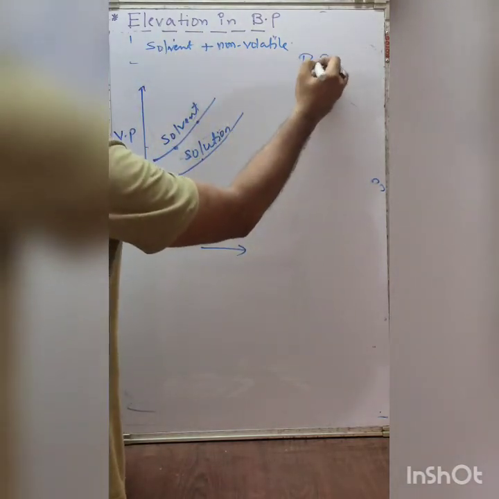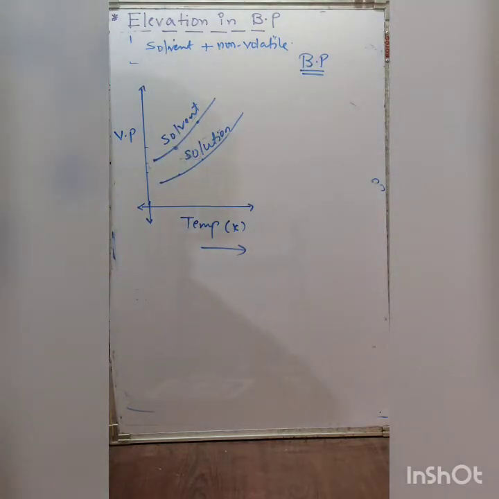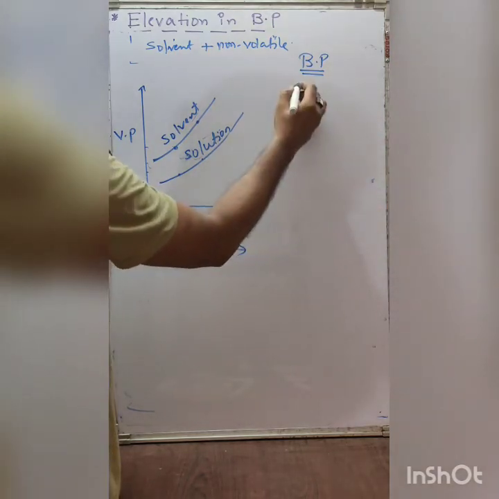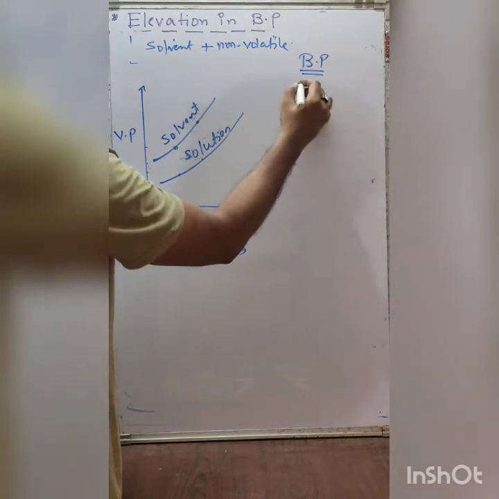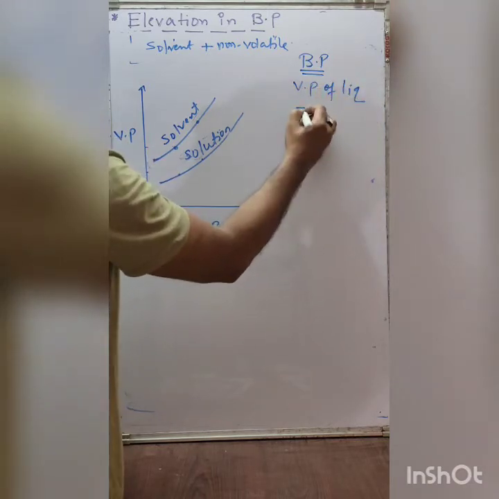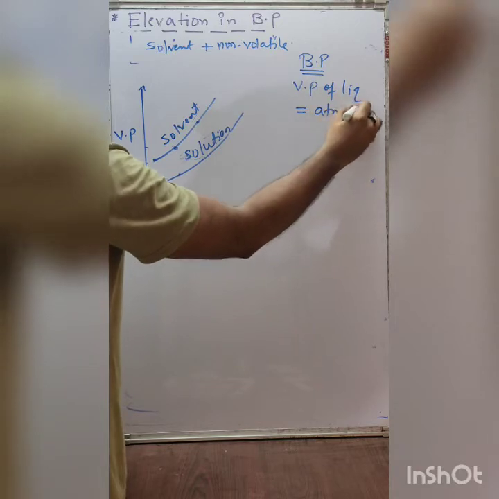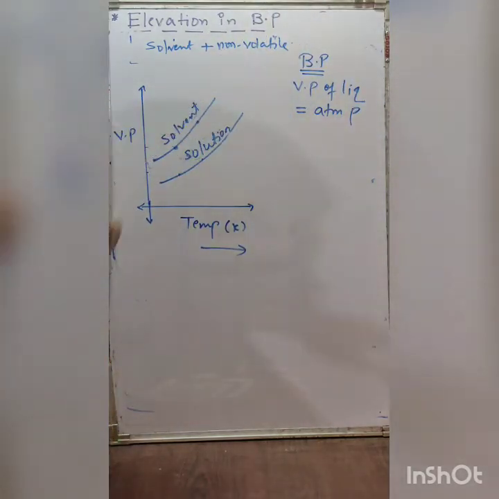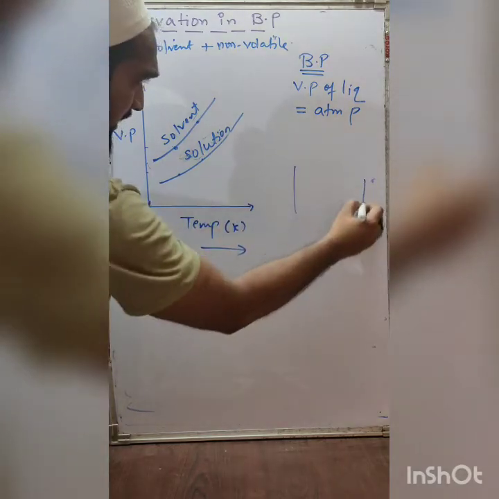To understand this, we should know the definition of boiling point. Boiling point is defined as the temperature at which the vapor pressure of a liquid is equal to the atmospheric pressure. We have studied this definition in 11th standard. Suppose I take a liquid.